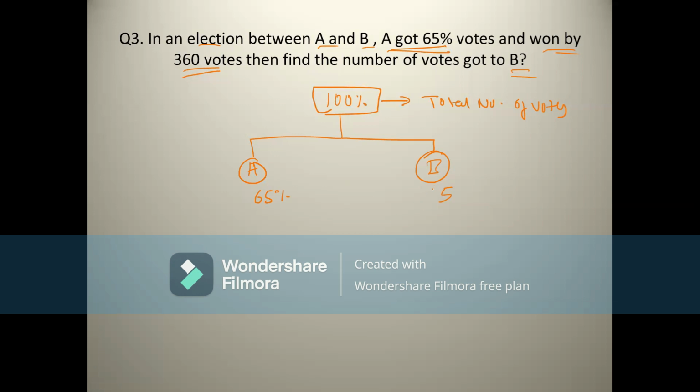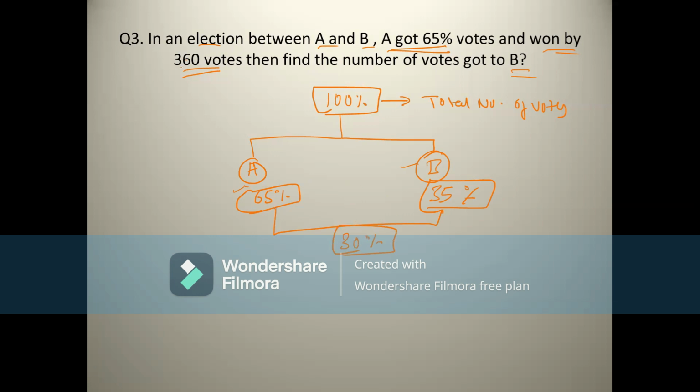So B will get how many? 35% of the votes. If A gets 65% of the votes, of course B will get the remaining, that will be 35% of the vote. So A gets 65% of the vote, B gets 35% of the vote. Then the margin between their votes will be how many? Very good, 30%. It will be 30% of votes.